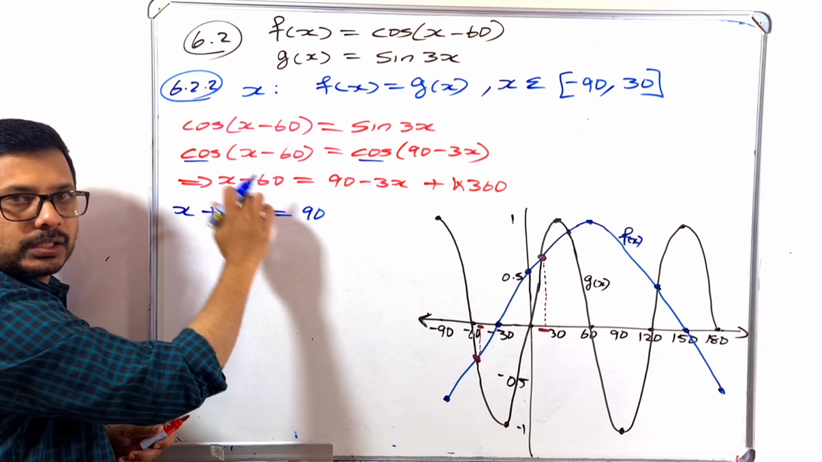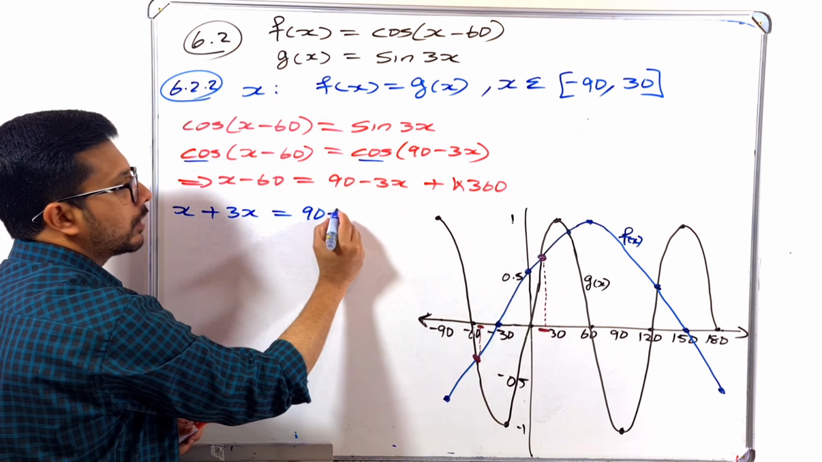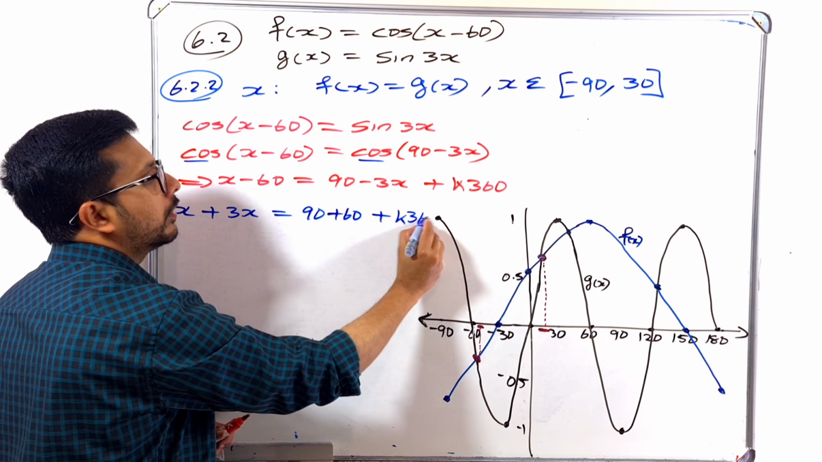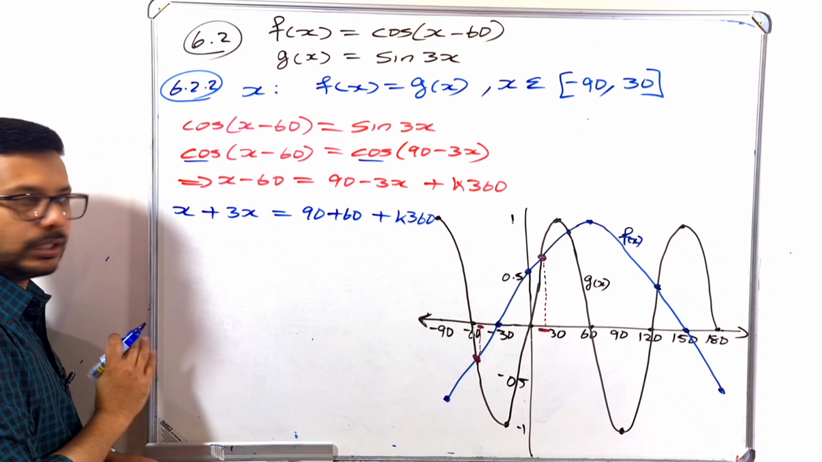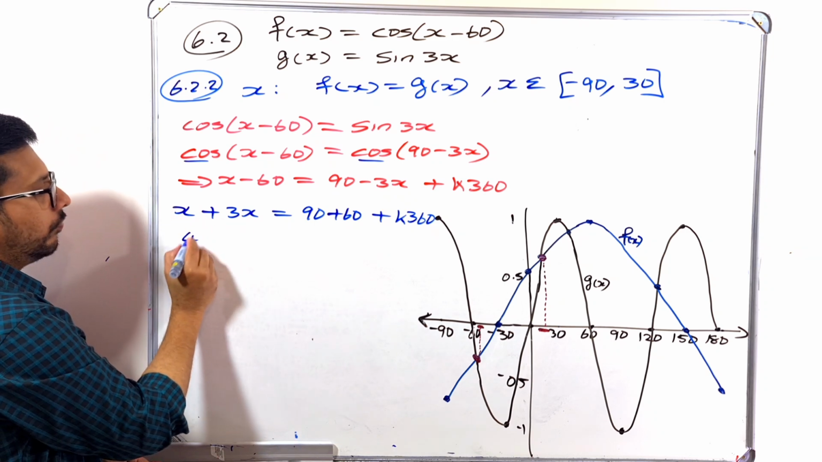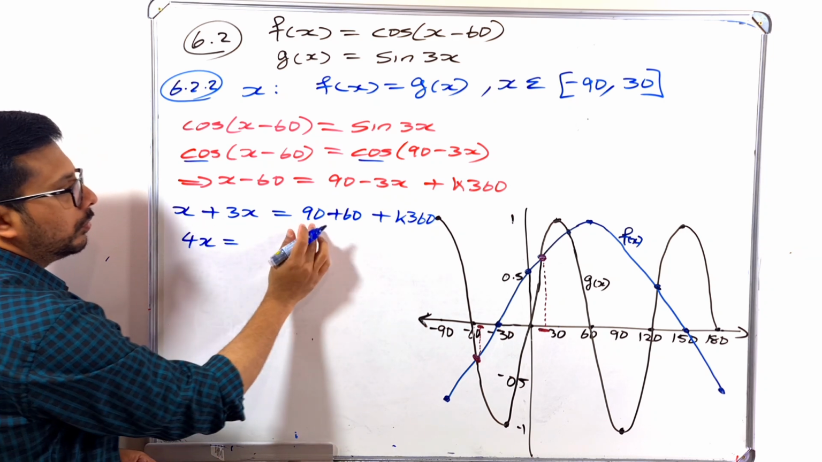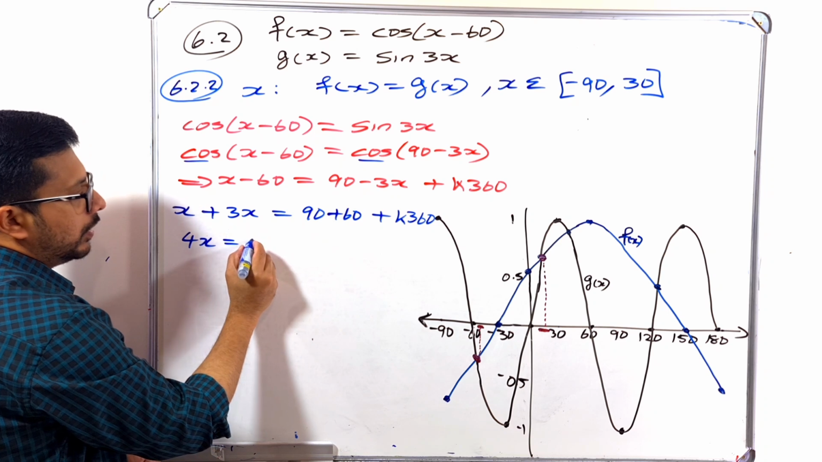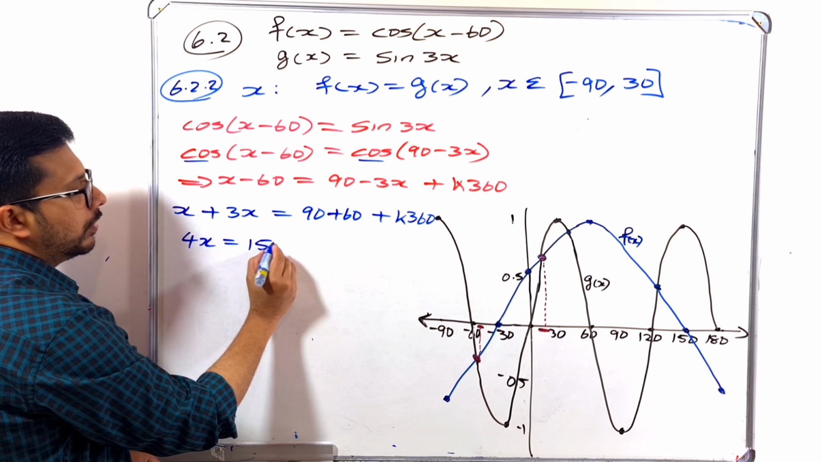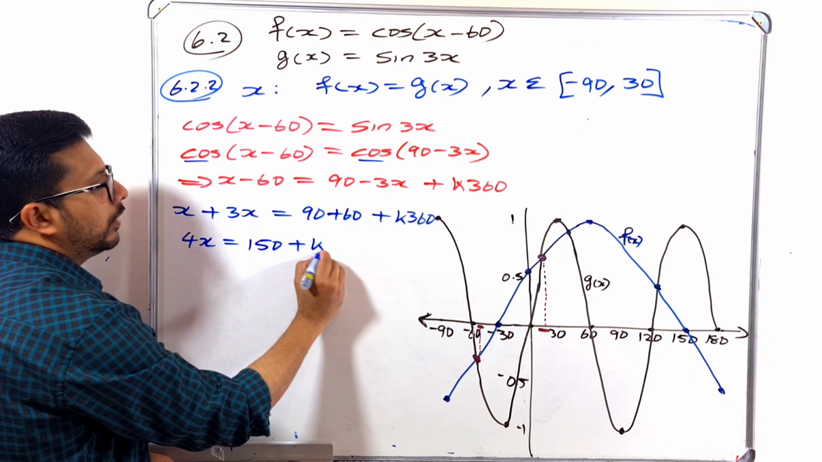Take this minus 60 to the other side, so it is plus 60, then that plus k 360. Okay, just leave that one there. Now x plus 3x is 4x, which is equal to 90 plus 60, which is 150 plus k 360.